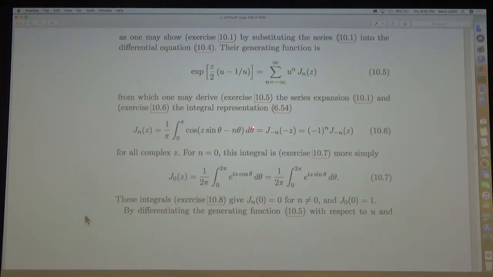And you can derive from the generating function both the series expansion and an integral representation. In particular, the integral representation here is that Jn of z is the integral from 0 to pi of cosine of z sine theta minus n theta, d theta. So that's quite a remarkable expression.